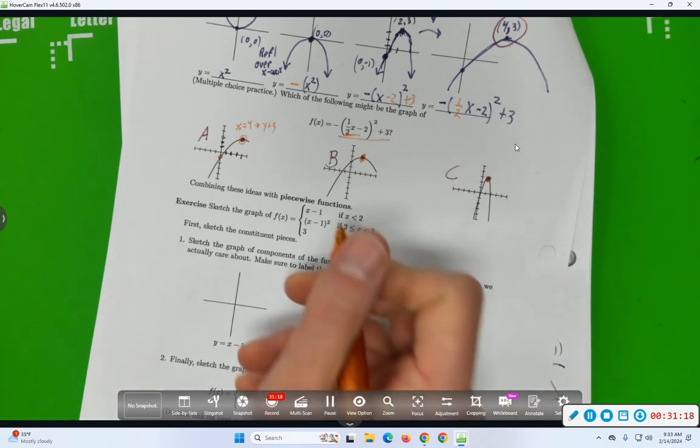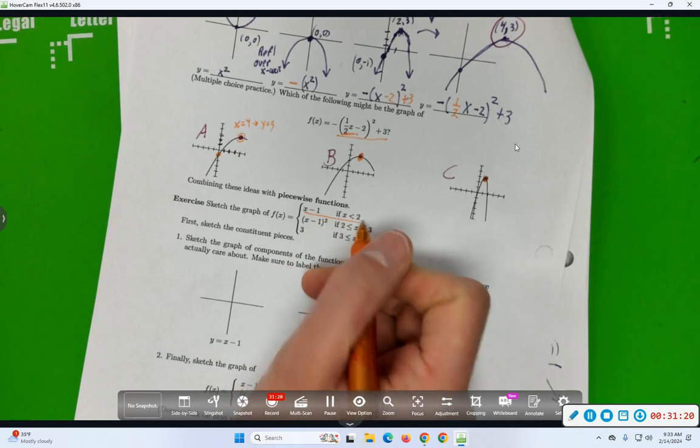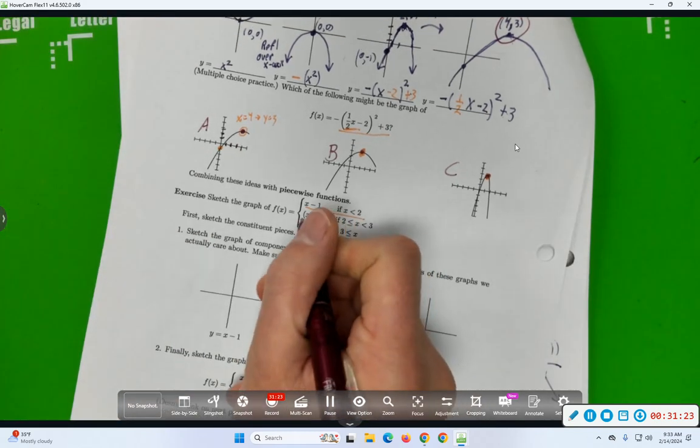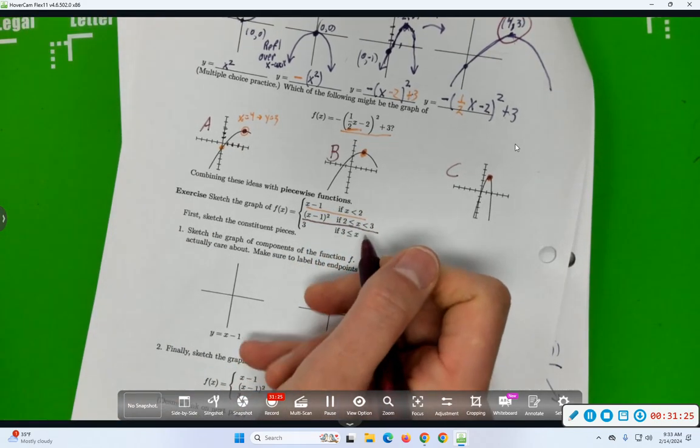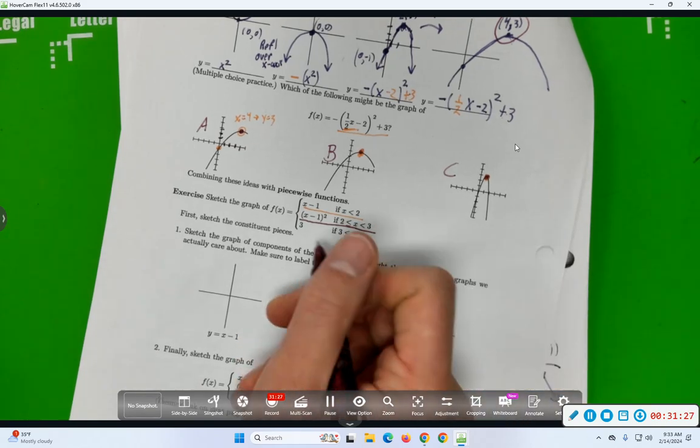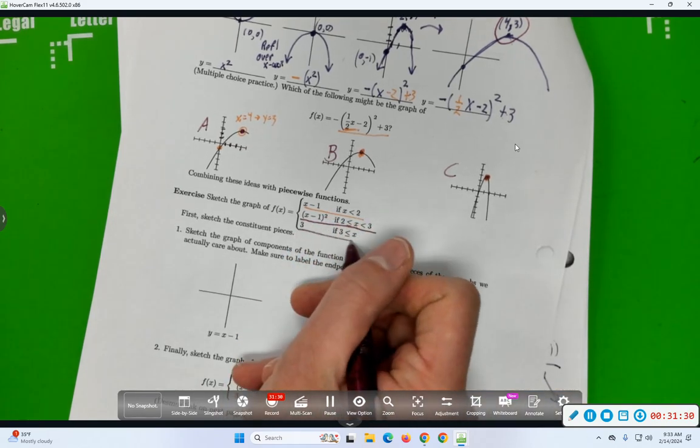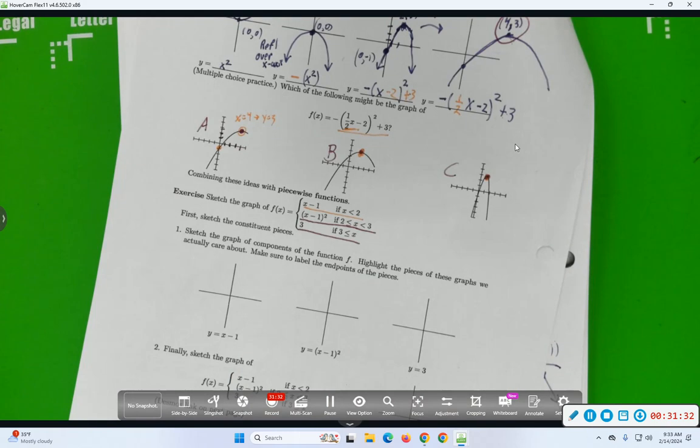So let's suppose I asked you to graph this function: x minus 1 if x is less than 2, (x minus 1) squared if x is between 2 and 3, with endpoints included and excluded as labeled, and x is equal to 3 when 3 is less than or equal to x. So the general strategy with graphing piecewise functions was graph each piece and then highlight where we care about each piece, while being careful about endpoints.